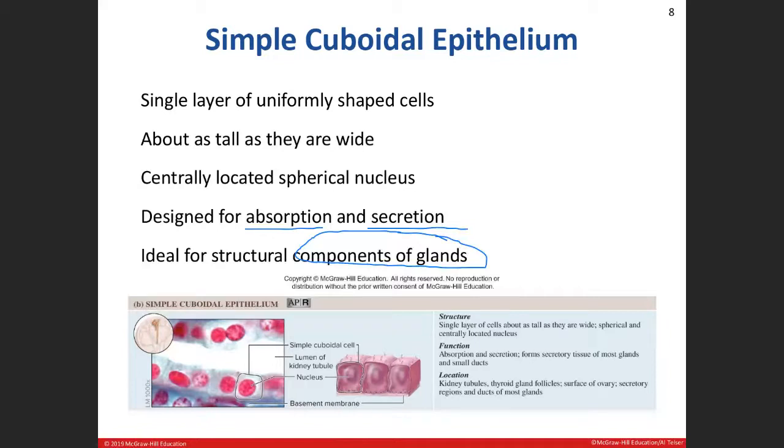So that's simple cuboidal. And don't worry, we're going to see some of these slides again in lecture. If I moved through it a little fast there, it's all good. Keep in mind the shape of these cells, and these are just great pictures. You can see here's the cell itself. It's as tall as it is wide, with a nice spherical nucleus at the center. And this is actually found in the, what's the picture of that?